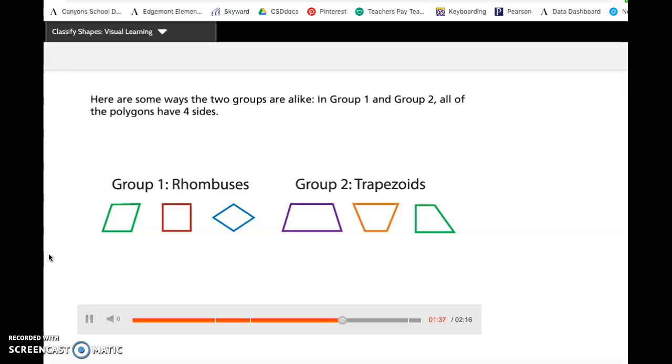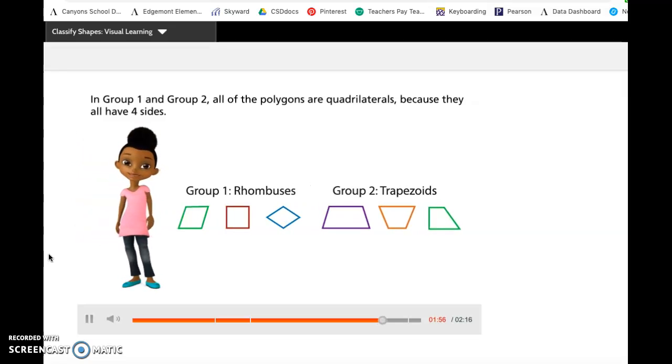Here are some ways the two groups are alike. In group 1 and group 2, all of the polygons have four sides. In group 1 and group 2, all of the polygons have four angles. In group 1 and group 2, all of the polygons are quadrilaterals because they all have four sides. All polygons with four sides are quadrilaterals.